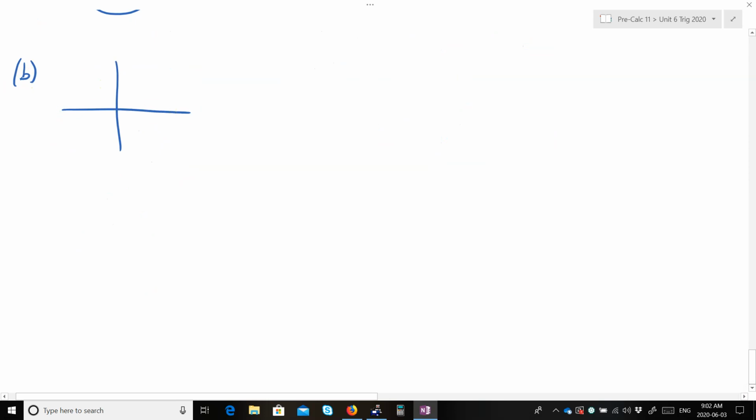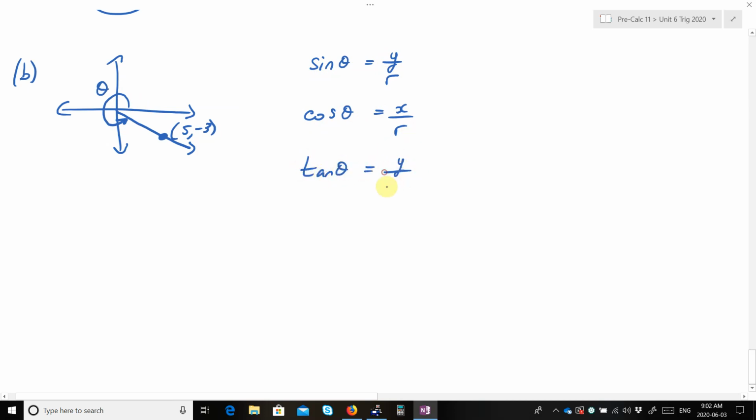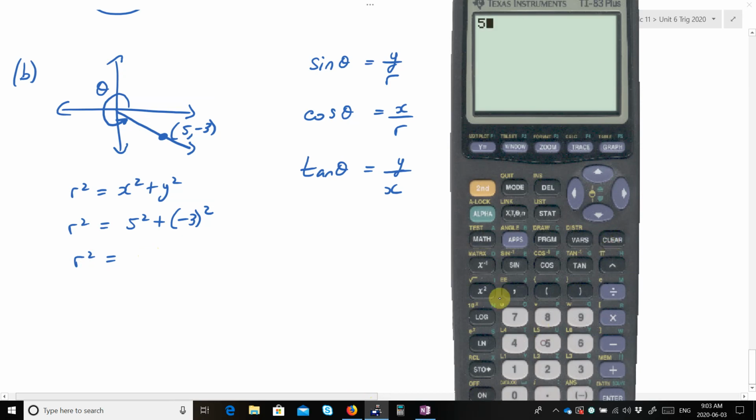The point is 5, -3. Okay, so this is the point 5, -3, and the angle is like this. Sine theta is y over r, cos theta is x over r, and tan theta is y over x. So we have to figure out r. R squared is equal to x squared plus y squared. 5 squared plus negative 3 squared is 34.